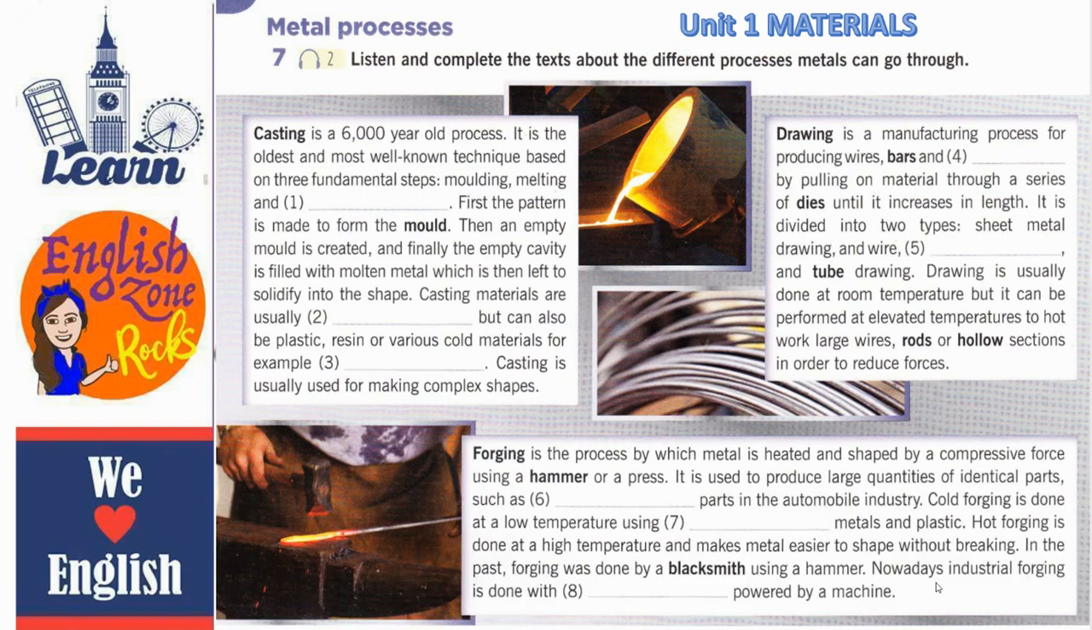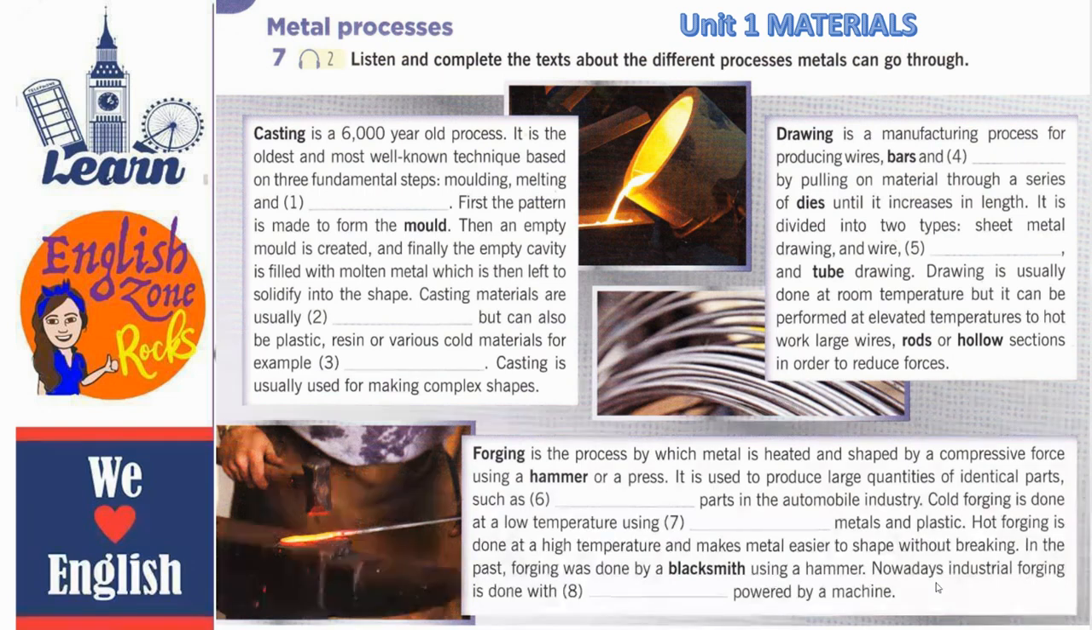Drawing is a manufacturing process for producing wires, bars, and tubes by pulling material through a series of dies until it increases in length. It is divided into two types: sheet metal drawing and wire, bar, and tube drawing. Drawing is usually done at room temperature, but it can be performed at elevated temperatures to hot work large wires, rods, or hollow sections in order to reduce forces.